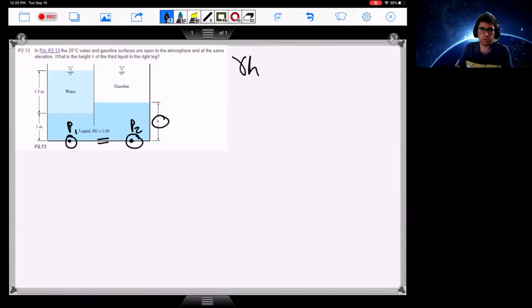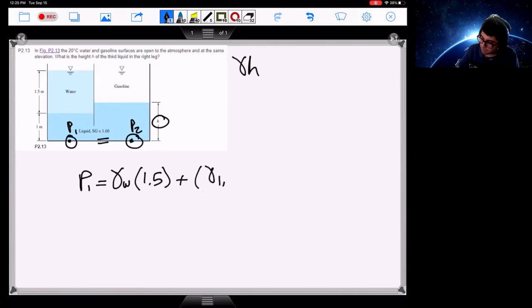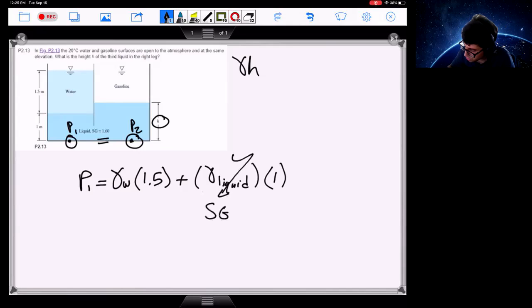So how would you calculate P1? P1 would be gamma of the water times 1.5 meters plus gamma of the liquid times 1 meter. And we know that gamma of the water is 9790 and gamma of the liquid is 9790 times SG. Yes, so gamma of the liquid is going to be SG times gamma of water. SG is given as 1.6 and gamma of water is 9790. It's a constant value at 20 degrees Celsius.